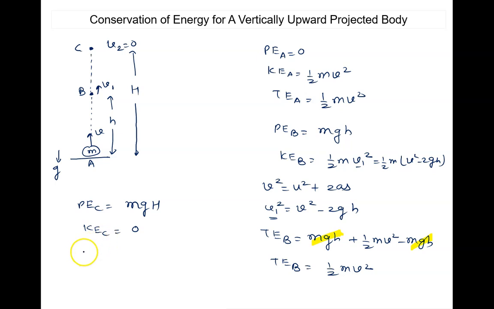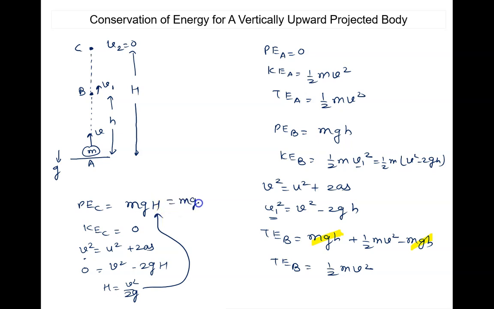Now again we will apply the third equation, that is v square equal to u square plus 2as. V finally is 0, u square is v square, this is the initial speed, gravity is negative, so minus 2g, and s is H. So we will write H is given by v square upon 2g. Put this value of H here, we write mg, H is v square upon 2g. g cancels, we get half mv square.